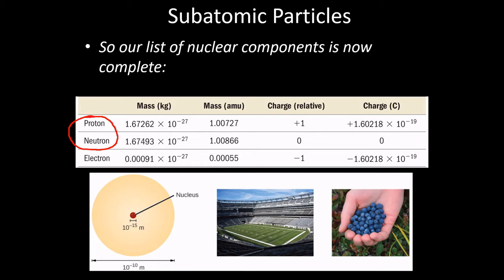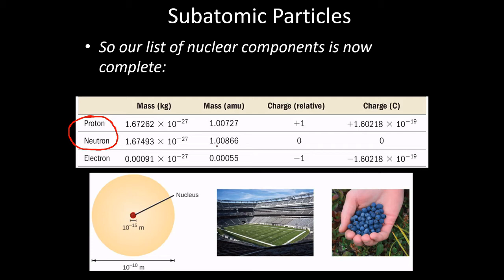Now, technically speaking, electrons also have mass, but as you can see here, the mass of an electron is very small compared to the mass of even just one neutron or proton. It would take something like 2,000 electrons to equal the mass of just one neutron or proton. So even though they do in fact have mass, from this point forward, when we're talking about the mass of an atom, really we're talking about the mass of protons and neutrons.